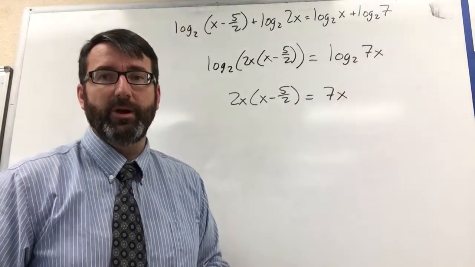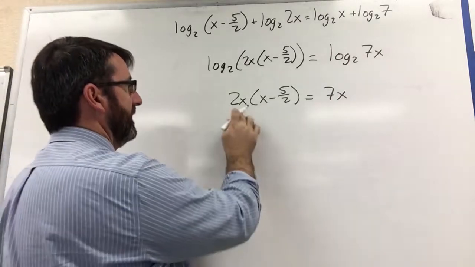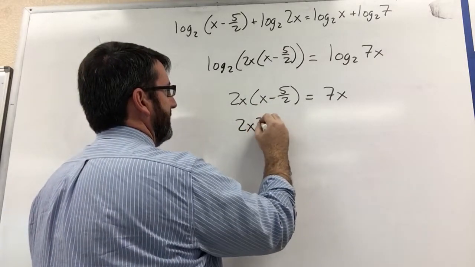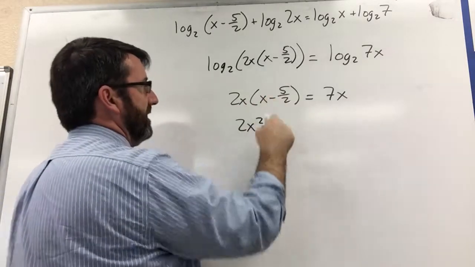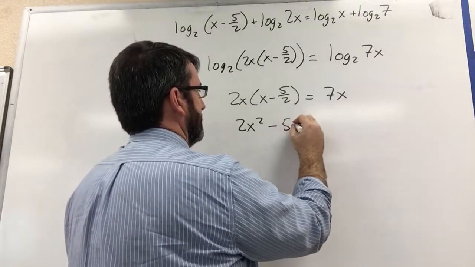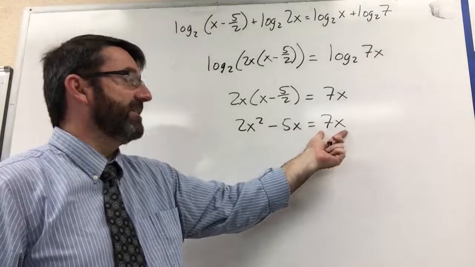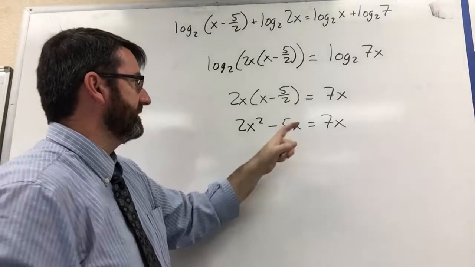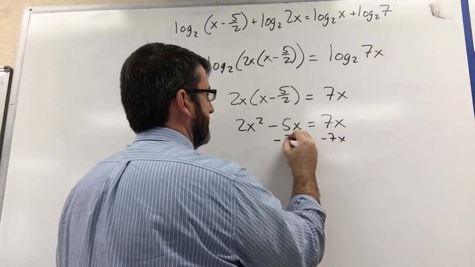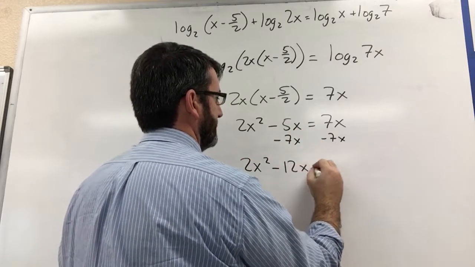And now from this point, it's just an algebra problem. We can distribute this 2x. So 2x times x is 2x squared. 2x times 5 halves is 5x. Now let's get this 7x over here on the same side. So we'll subtract 7x from both sides. We get 2x squared minus 12x is equal to 0.